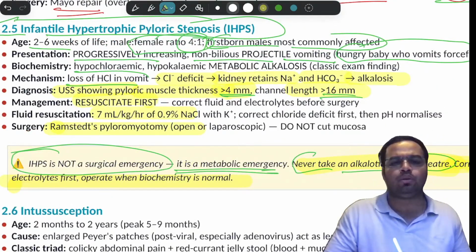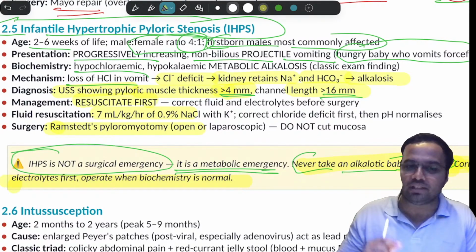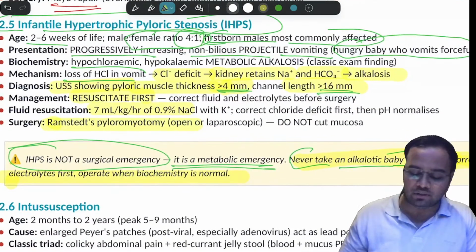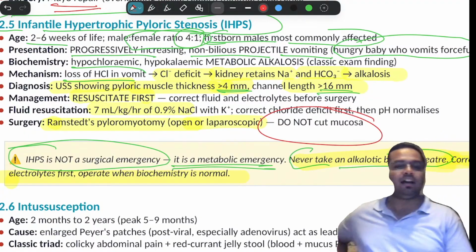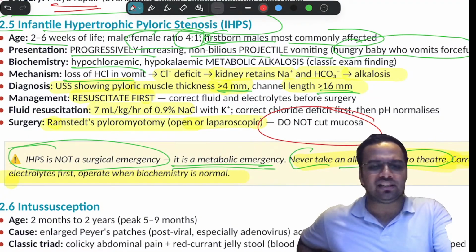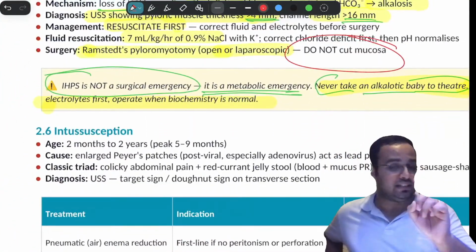So you are just going to cut the muscle and you are going to release the obstruction. Just muscle, not the mucosa. So the mucosa is not going to be released. You can do it open or laparoscopically, and again remember, do not cut the mucosa. So definitive management is surgery, but preliminary management is when you are going to resuscitate the baby. So this is the very important thing.